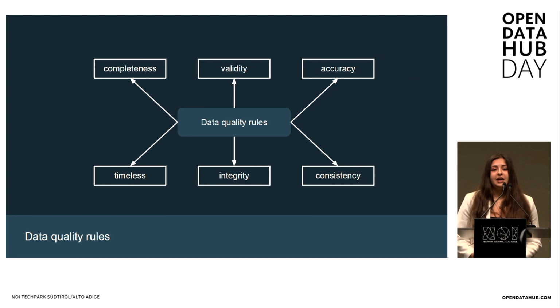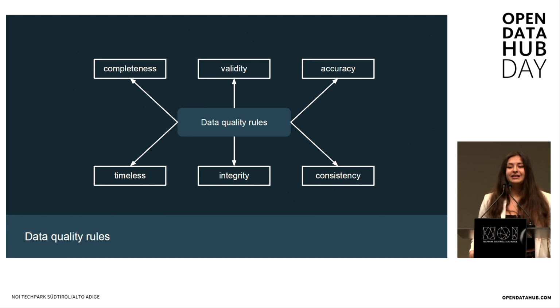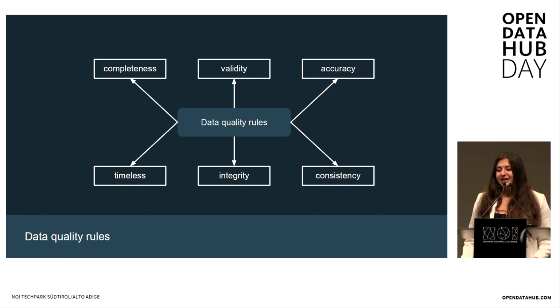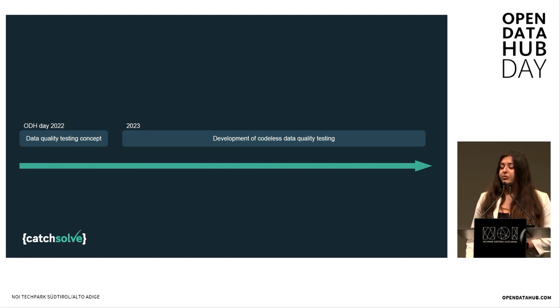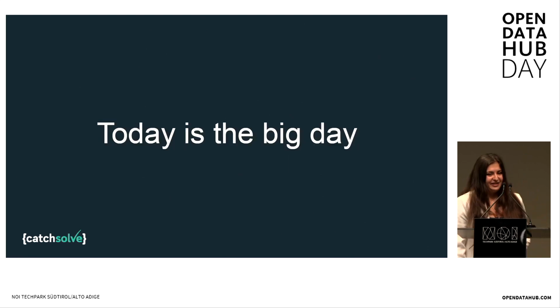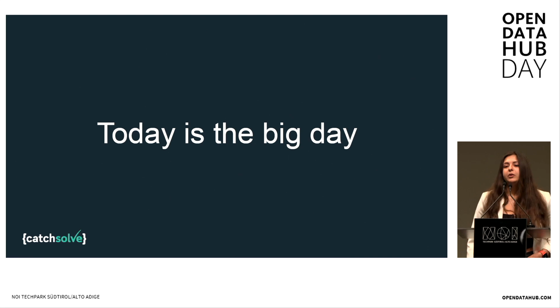During that presentation, we explained the 6 data quality rules. That is an established framework that says that data has to be complete, valid, accurate, available when needed, integer, and consistent. After that day, we started the development of the proposed concept, together in collaboration with Open Data Hub. And today is the big day. In fact, today we will present to you what we have done so far.